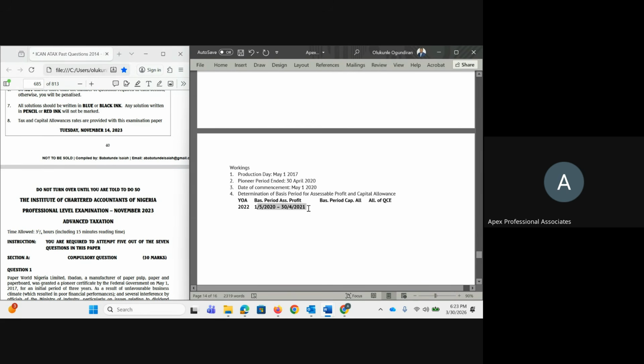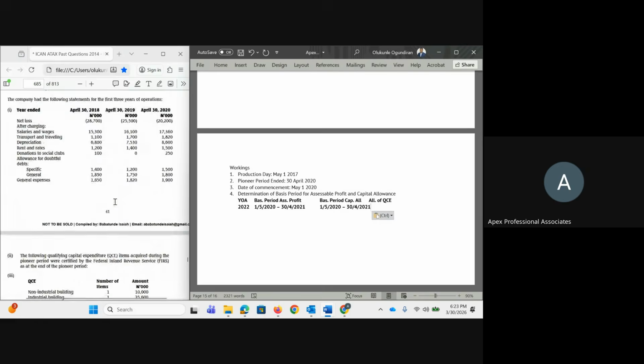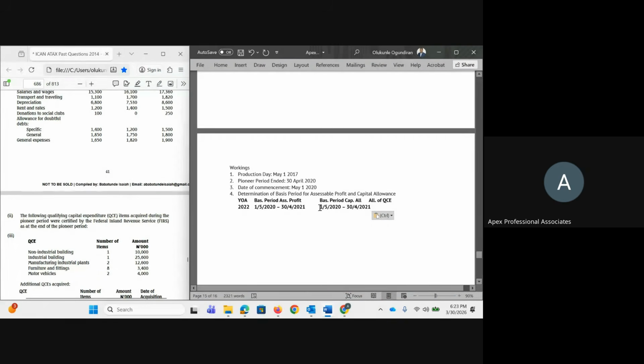Remember we said the basis period for assessable profit is not different from basis period for capital allowance, except that there should be no gap or overlapping in the basis period. And thank God for this new rule, so you don't need to worry yourself about anything of gap or overlapping again. Does it make sense?